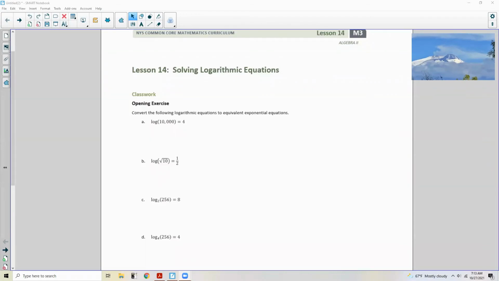Okay, lesson 14 is solving logarithmic equations. So why did we do all this logarithm stuff? What are logarithms? Well, hopefully you realize now that a logarithm is the inverse of an exponential. I'm just going to explain why we do logs. I haven't said anything about it yet. Let's just say we had x plus 4 equals 7. Really simple equation. Obviously, the answer is 3.